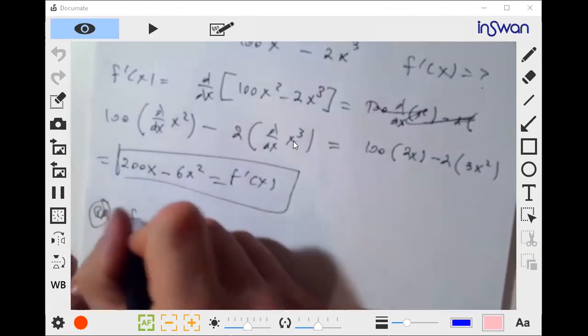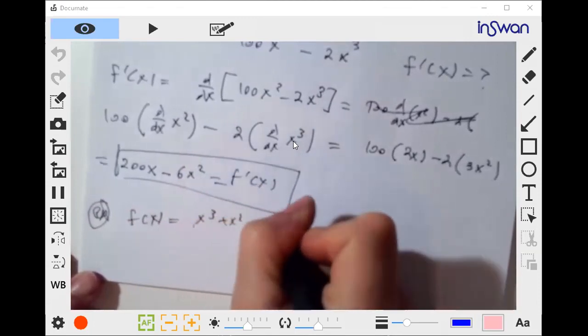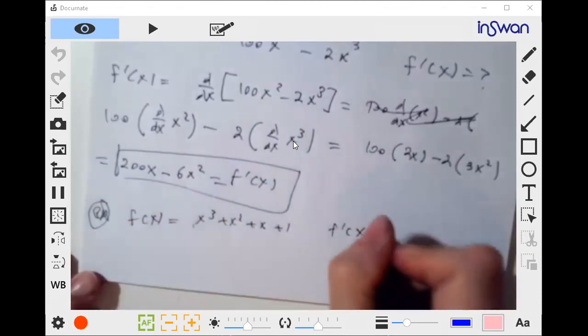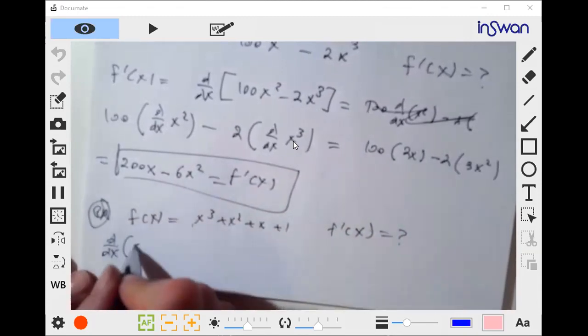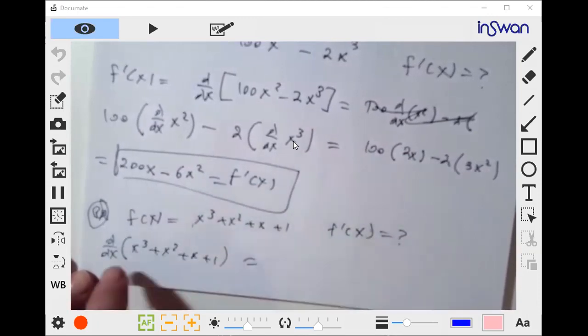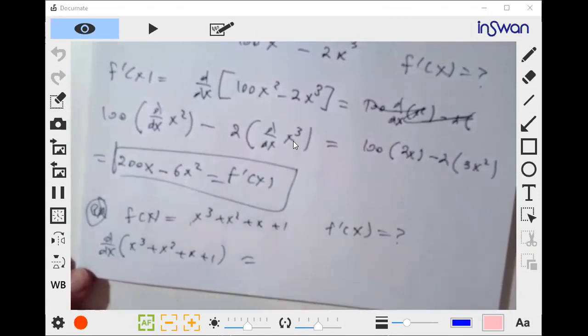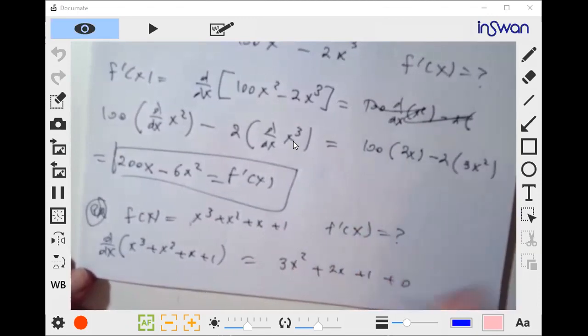Another example is, what if our f of x is equal to x cubed plus x squared plus x plus 1? Well, f prime of x, what is that? The derivative, the differential operator, travels to each of these terms. I won't write it out explicitly, but it will travel to each of these terms. And in each case, it becomes 3x squared plus 2x plus 1 plus a 0, because the derivative of a constant is 0. So f prime of x is 3x squared plus 2x plus 1.